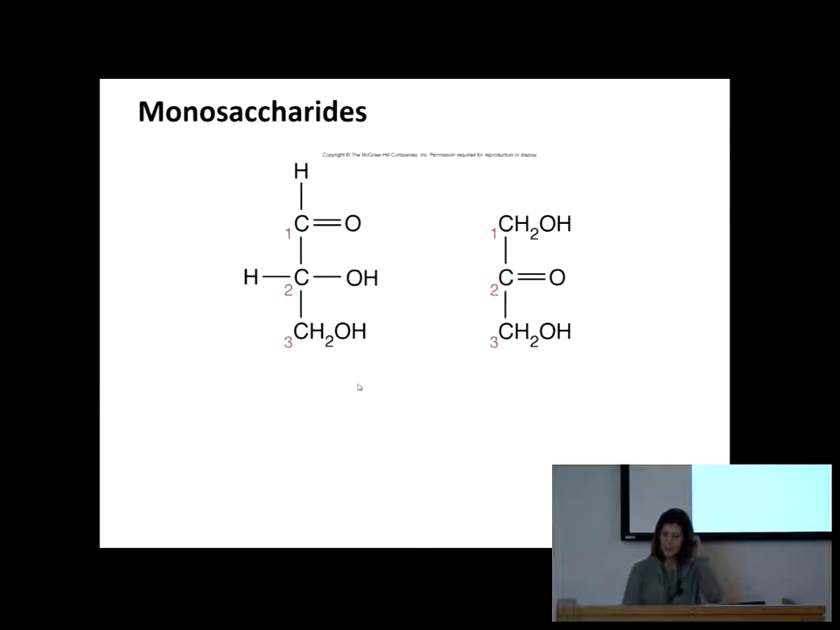Now, let's take a look at this. What's special about carbon number 2 over here on the left? It's a stereoisomer. How did you know that? It has 4 different groups. So we have the OH, the aldehyde, the CH2OH, and then the hydrogen. So that is a stereoisomer right there.